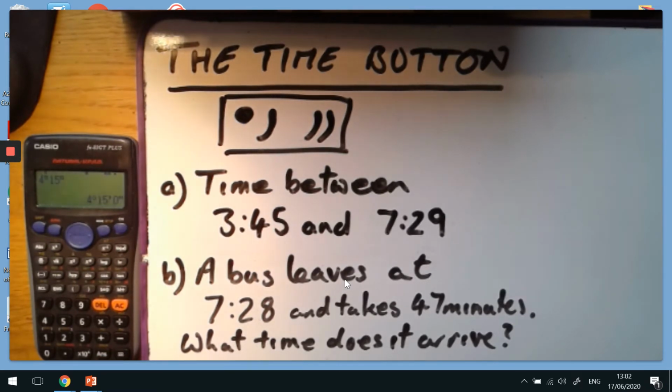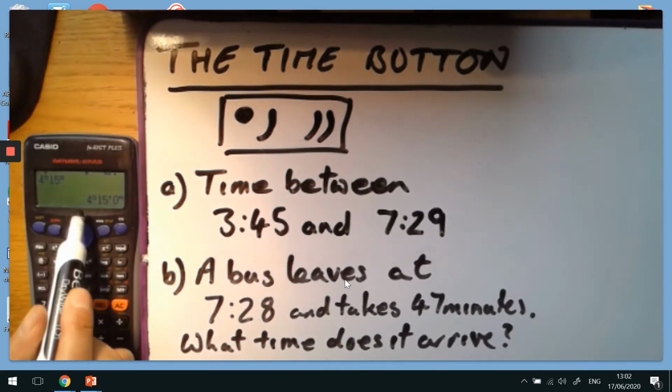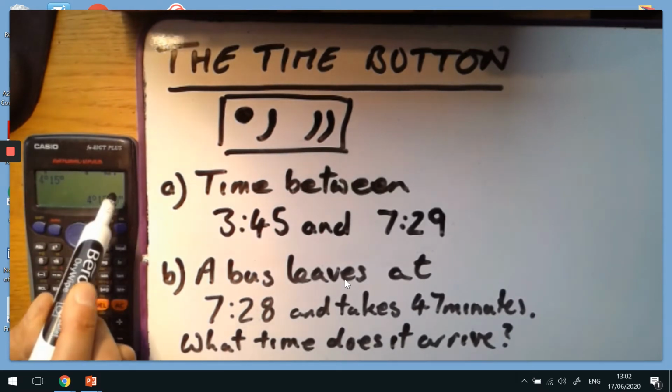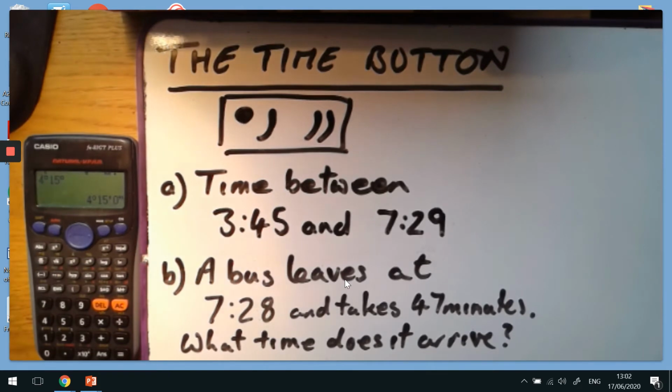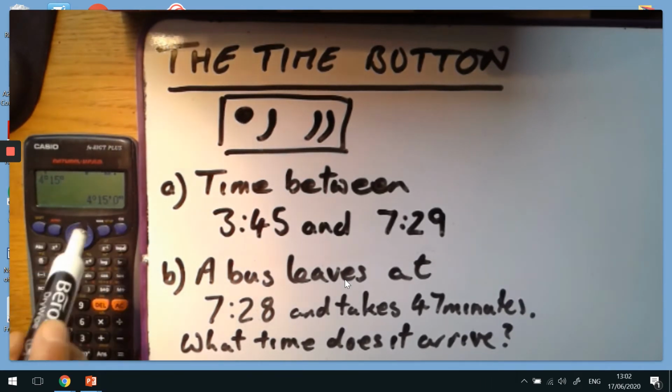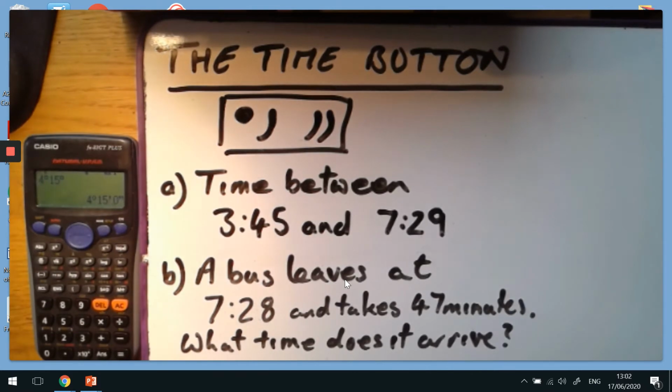If I press equals, can we see down at the bottom, it says 4 with a little circle at the top, 15 with a little speech mark, and then 0 with a double speech mark. So that is 4 hours, 15 minutes, and 0 seconds. So that's how we enter the time. We press the hours and the time button, and the minutes and the time button, and the seconds and the time button, if we want to use seconds.